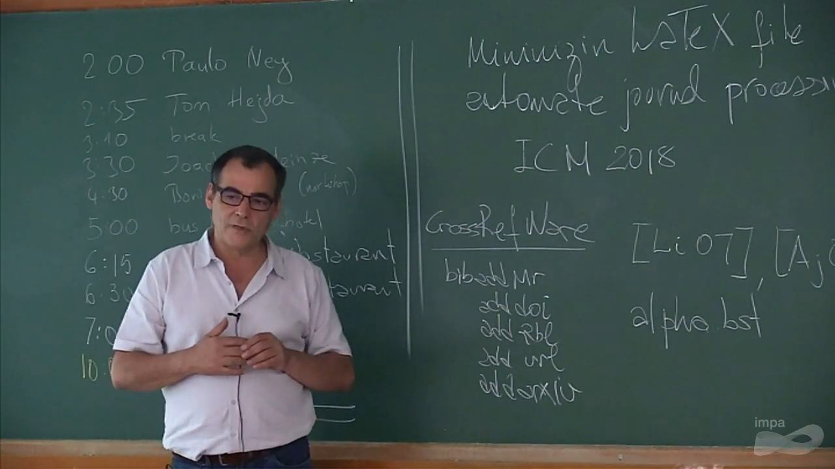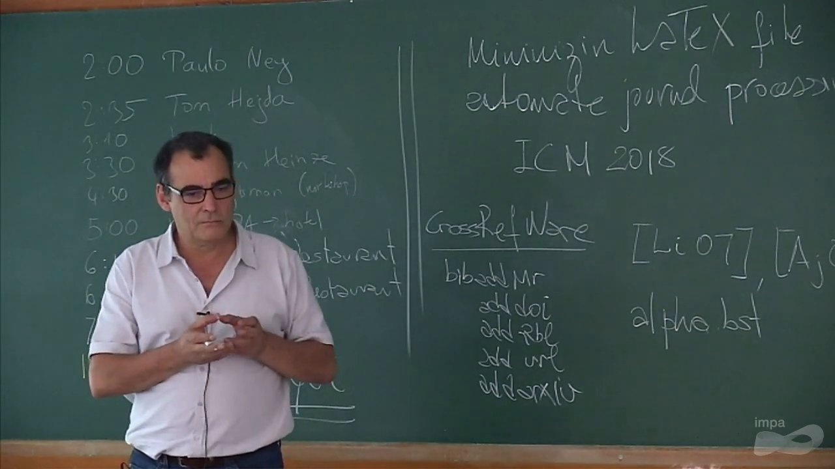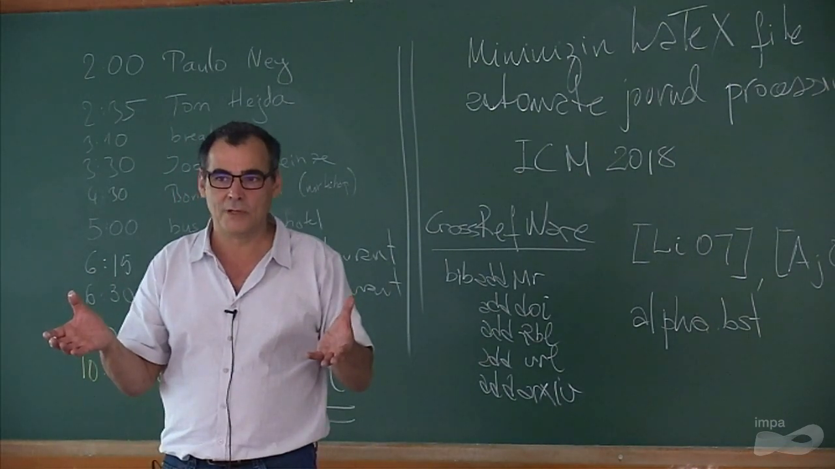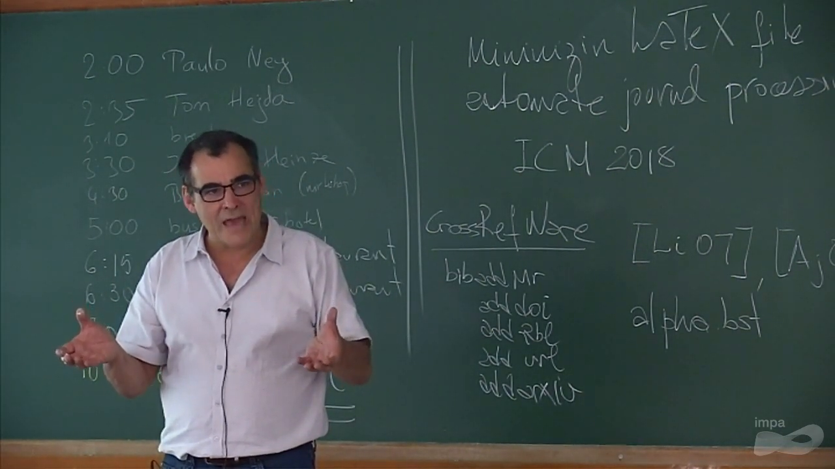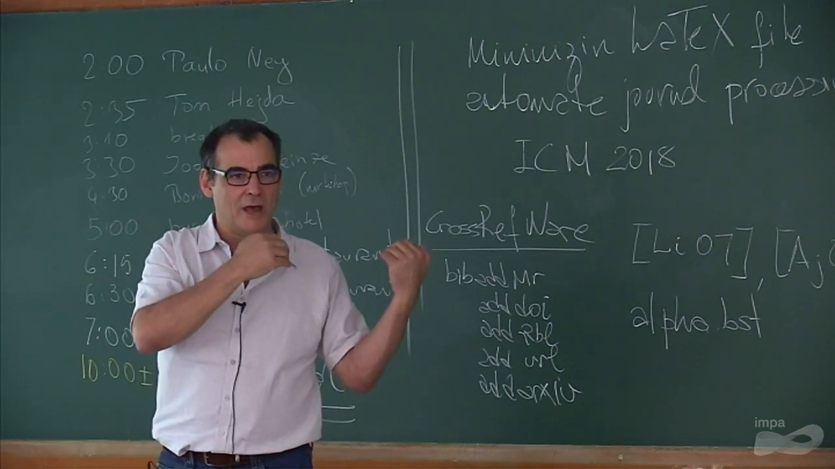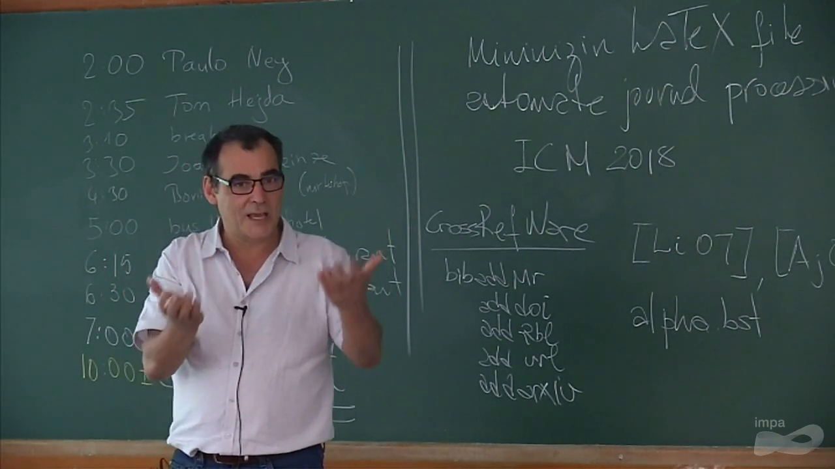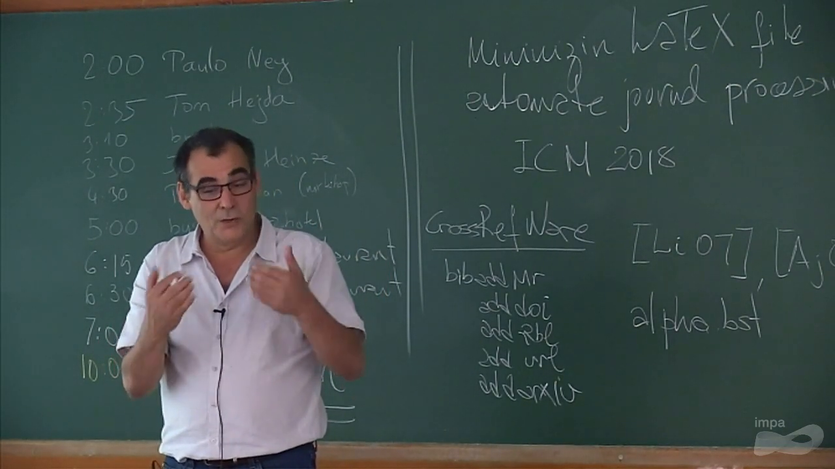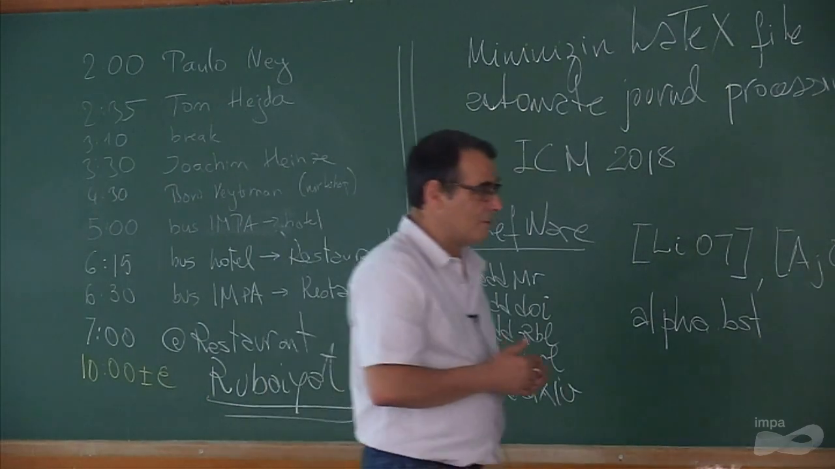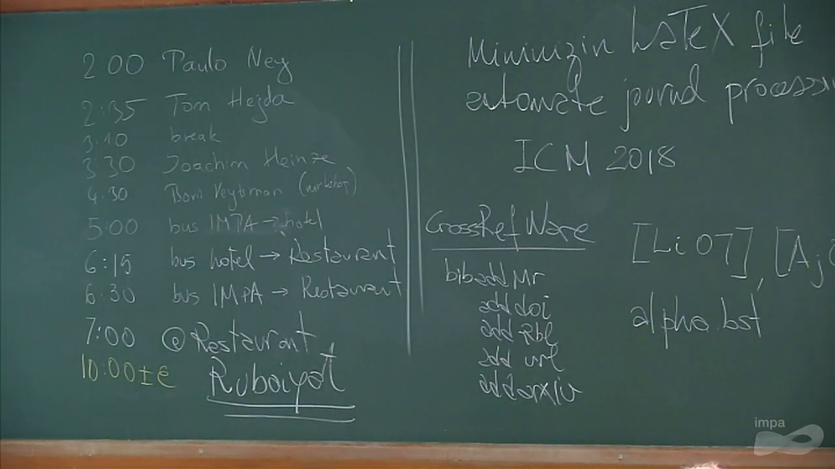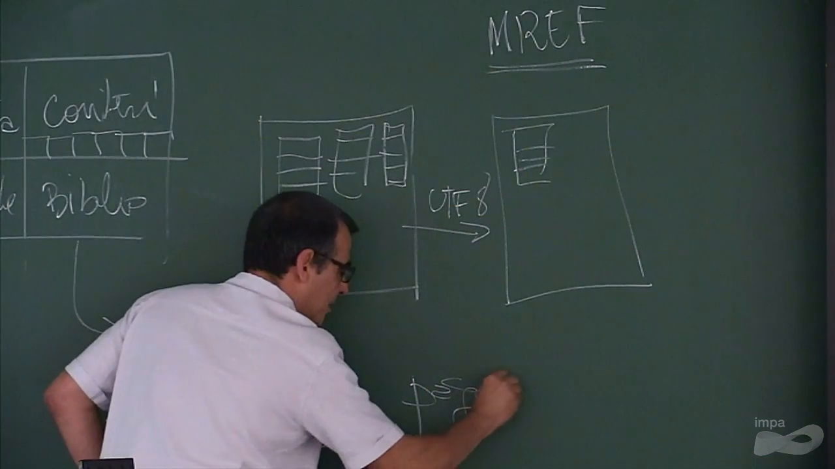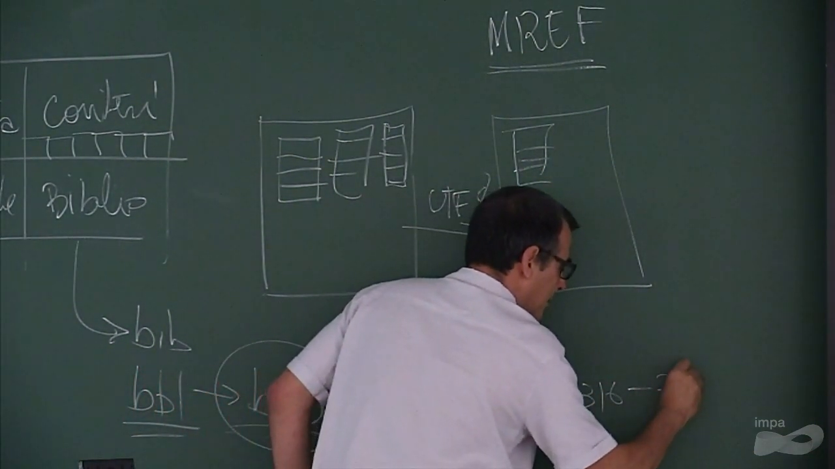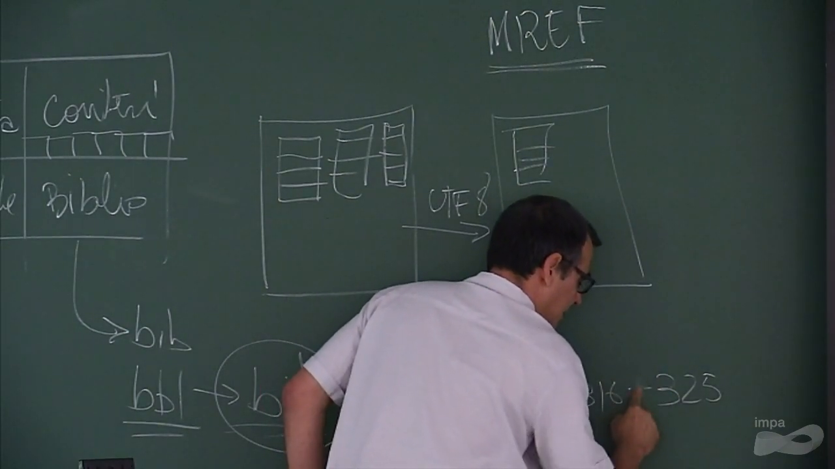So, for example, one thing that we do when we do this match: when you take a BBL entry, which is all jumbled up, and you match it against MREF, you sometimes get a DOI back. You sometimes get a URL back. But you have a full entry. When you are dealing with a BIB file, you have an entry for the pages, and the pages equal, say, 316 to 325, dash, dash.